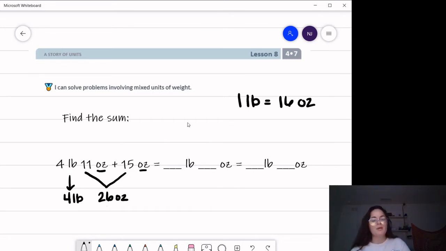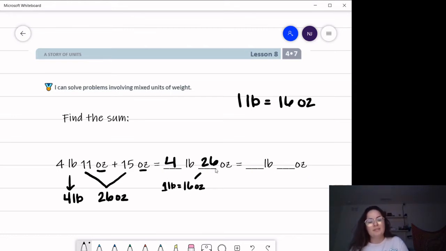Now, remember, when we are adding, we are asking ourselves, can I rename my answer as a bigger unit? So I'm trying to think, my ounces, can I rename 26 ounces as a pound? Because the ounces are my smallest unit here. Well, I know that in 1 pound there are 16 ounces, so I definitely can make a pound from 26 ounces. So I'm going to pull out 16 ounces, which is going to equal 1 pound.